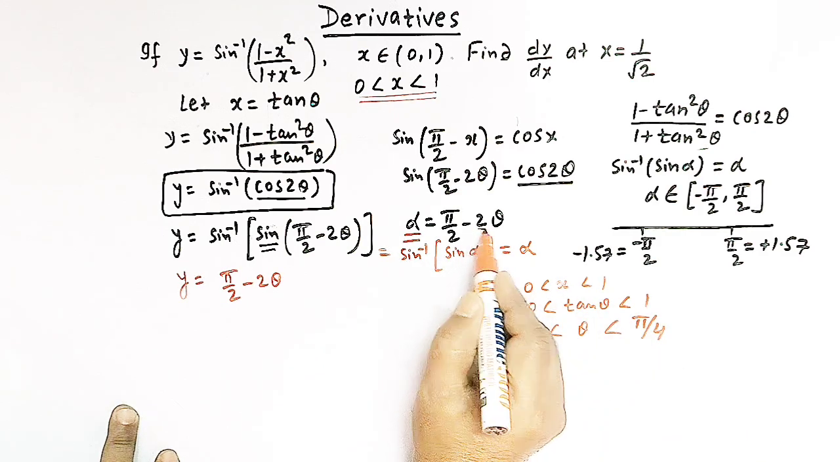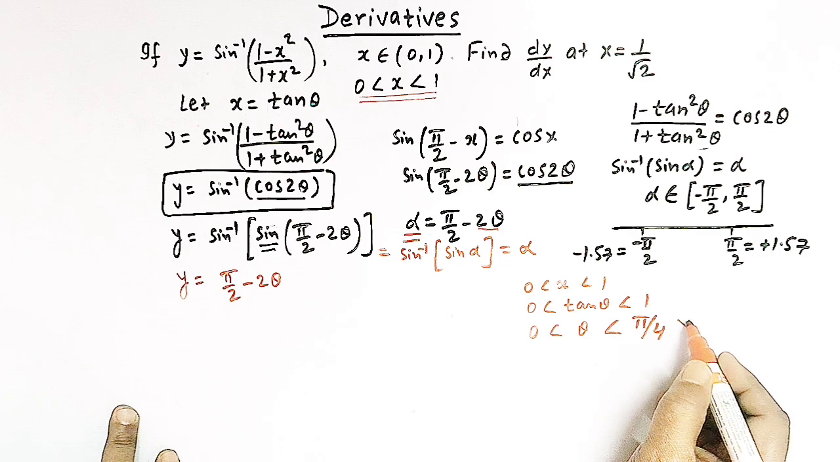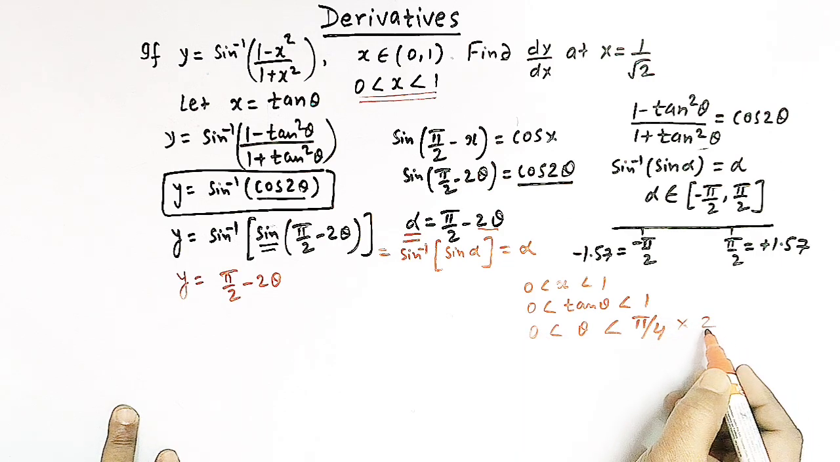Now we have 2 theta, so let us multiply this inequality throughout by 2.